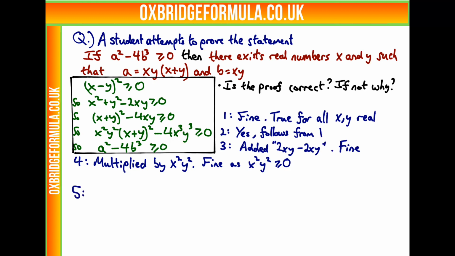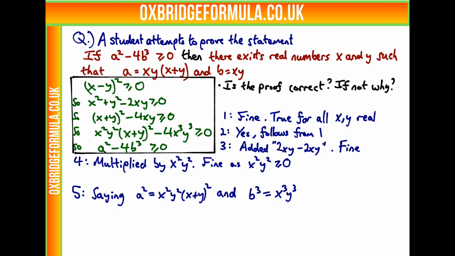What's happened here? He's now substituted a squared to be equal to this term and b cubed to be this. So he's saying a squared is x squared y squared times (x plus y) all squared, and b cubed is x cubed y cubed. Is this a valid deduction? Well, no, because in the attempted proof, he's trying to show that there exist x and y such that a and b can be written in this form. But in fact, he's actually assumed that a is of this form, and therefore shown that a squared minus 4b cubed is bigger than or equal to 0.